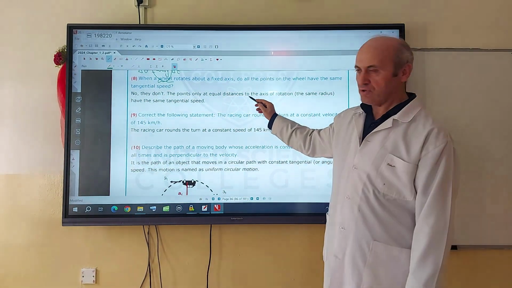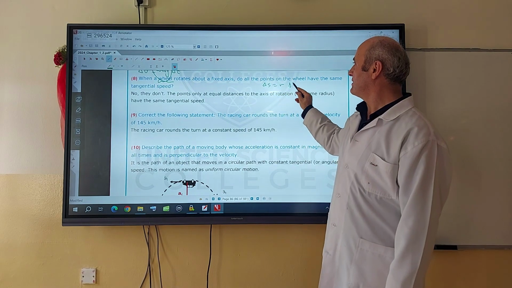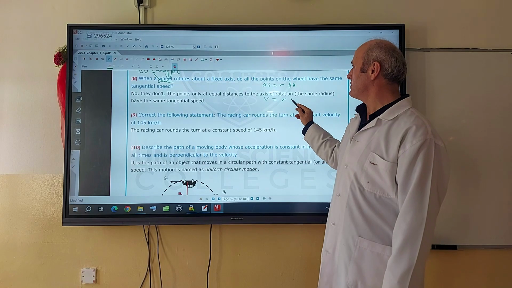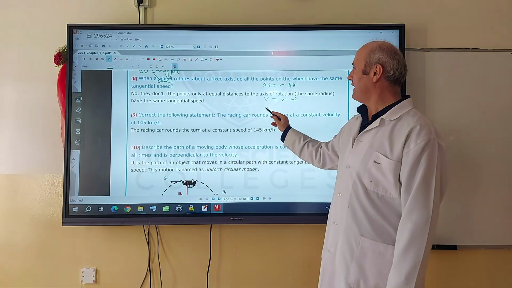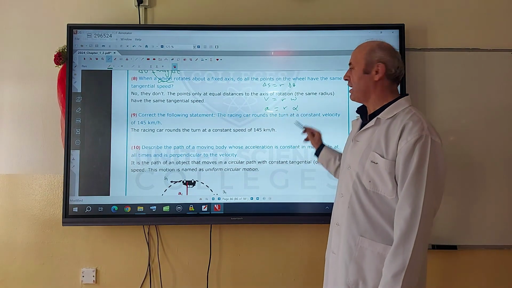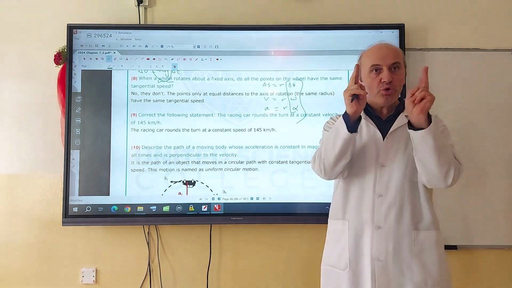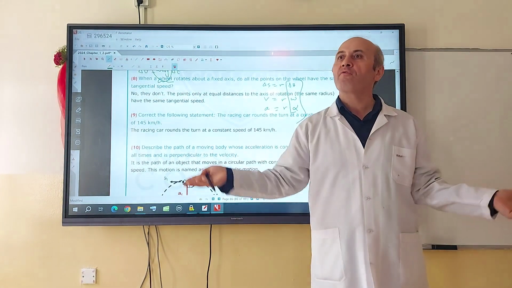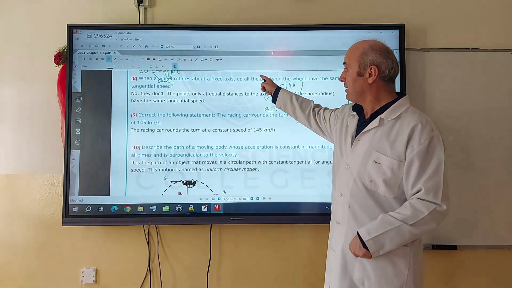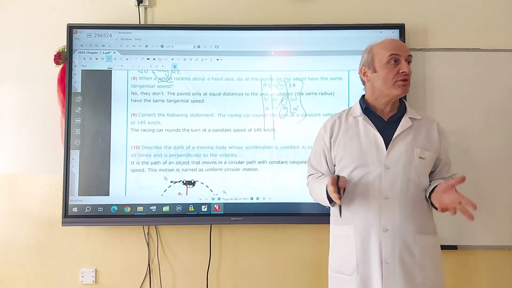Remember, let's remember the equations. Delta S is equal to R times delta theta. V, linear speed, is equal to R times omega. A, the linear or tangential acceleration, is equal to R times alpha. So these three angular quantities are the same for 2 or 3 or 4 or 5 different points. But these three linear quantities depend on the radius of the circle.